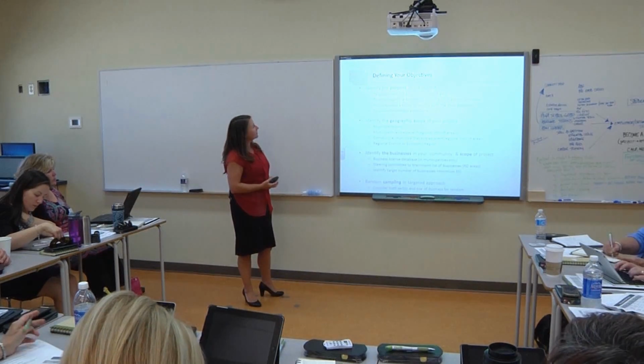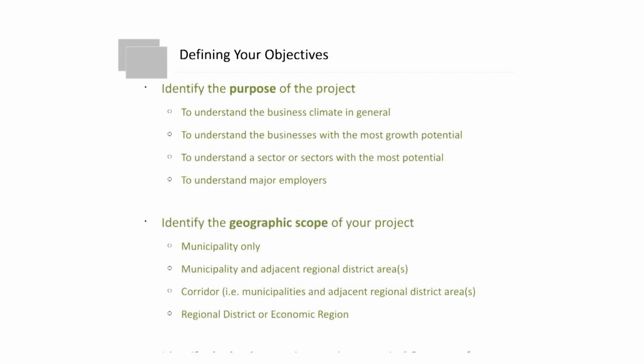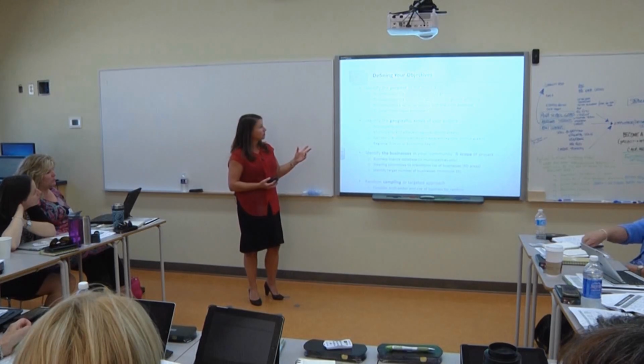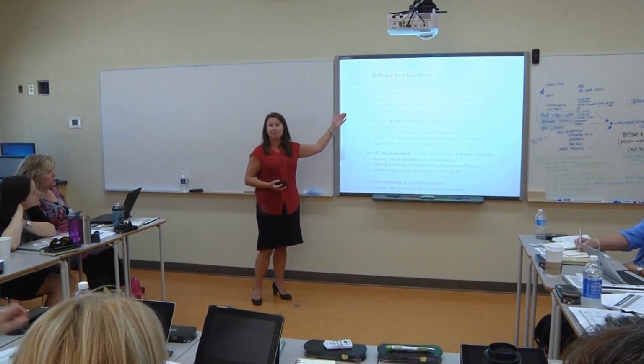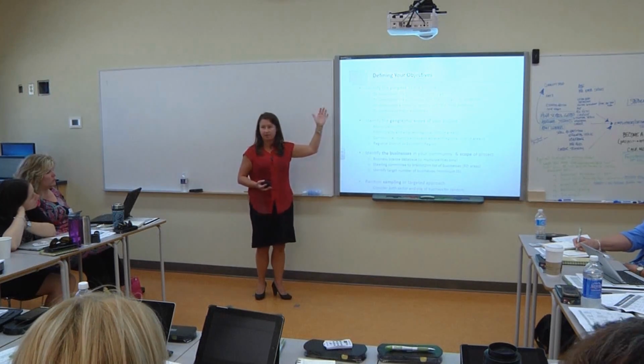So defining your objectives. This is what the steering committee really needs to focus on when they get together and start planning. You need to look at what your purpose is, what your geographic scope is, what businesses you want to talk to, and what scope. So in terms of the purpose, you might want to just understand the business climate in general. You might want to focus on the businesses that have the highest growth potential. You might want to look at the sector or sectors with the most potential. Or you may want to focus on major employers, those that are employing the big numbers.